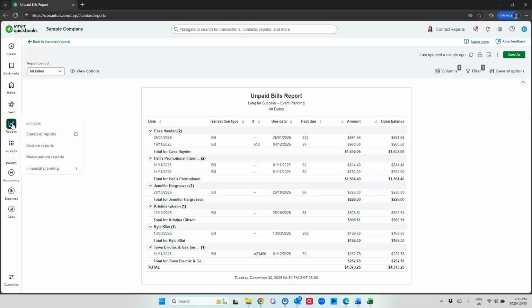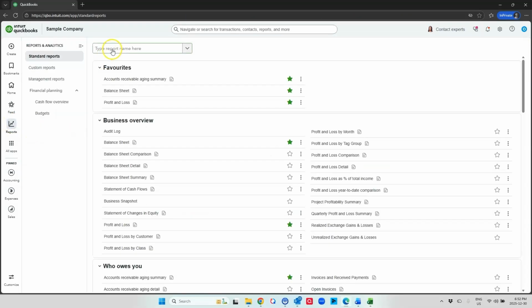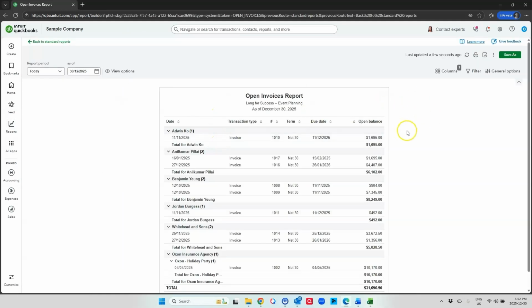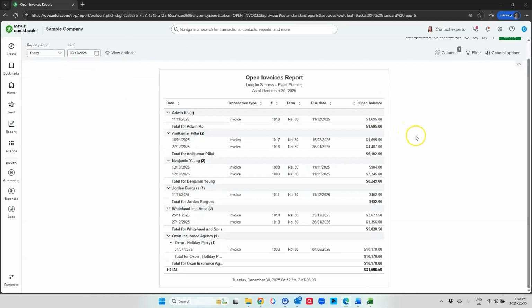So next, I'm going to pop to the open invoices. And here we can see all of the people who owe us money. Once again, the due date is of particular interest. We can see here that we have an invoice from January, due in February from Anil Kumar. And there's another one down here from May from the Oxon holiday party for the insurance agency. And this one's $10,000. So you know if these people owe you money or not.